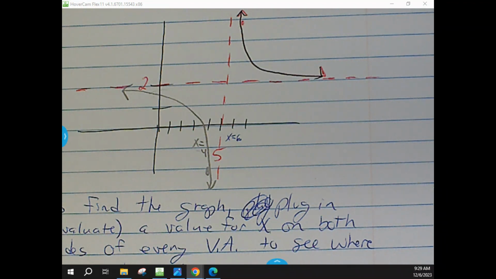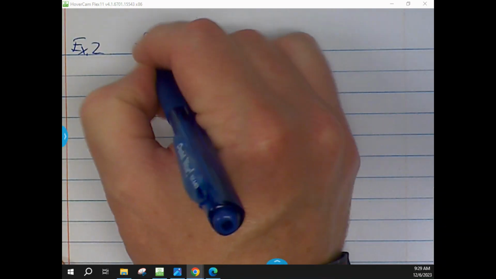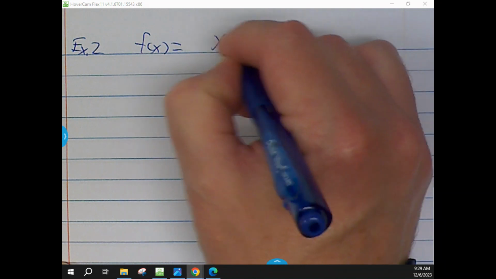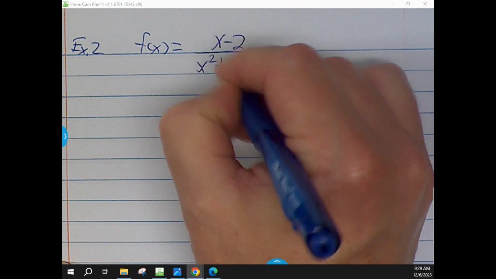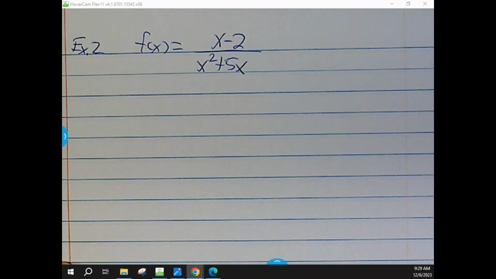All right, now we'll give you one with a little more fun to it. It may just show you one that's got a hole in it because we may run out of time. We'll see. All right, example 2. We'll do the same thing. We'll go with x minus 2 over x squared plus 5x.